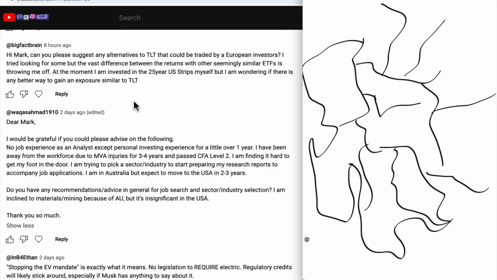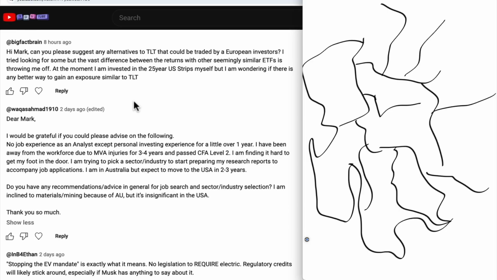Any alternatives to TLT that could be traded by European investors? I know that Europe has some issues with US tickers. I don't know the answer to that because I'm not in Europe, so I've never had to find my way around it. Tried looking for some, but the vast differences between the returns with those seemingly similar ETFs is throwing me off. At the moment, I'm invested in the 25-year US strips myself, but I'm wondering if there is any better way to gain exposure similar to TLT. I wouldn't know that because, again, I've never been in a situation where I've been forced to find my way around it.